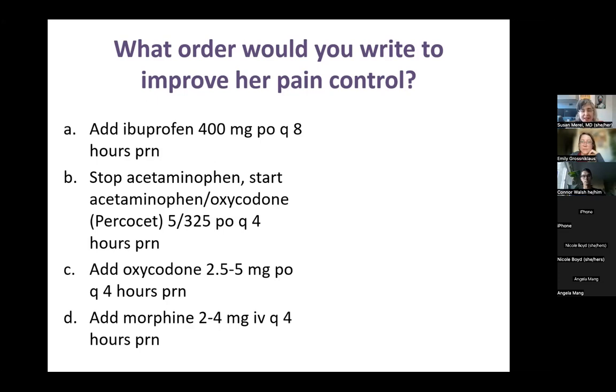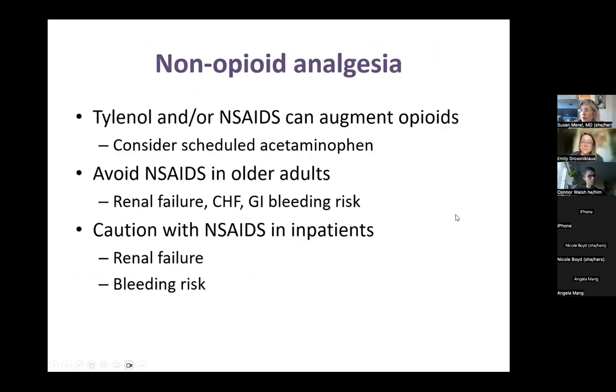Great. It always makes me happy when at least a couple of people picked every choice, because it means that I didn't make the question too easy or too hard. So most of you picked what I consider the best answer, which is oxycodone, 2.5 to 5 milligrams every 4 hours. But people did pick the other choices. So I am going to talk about that.